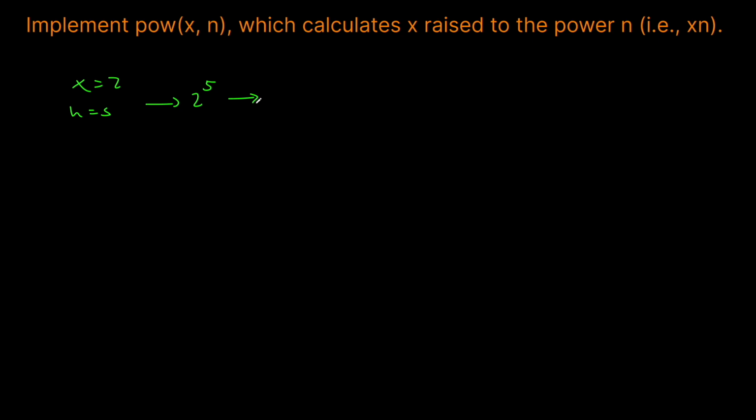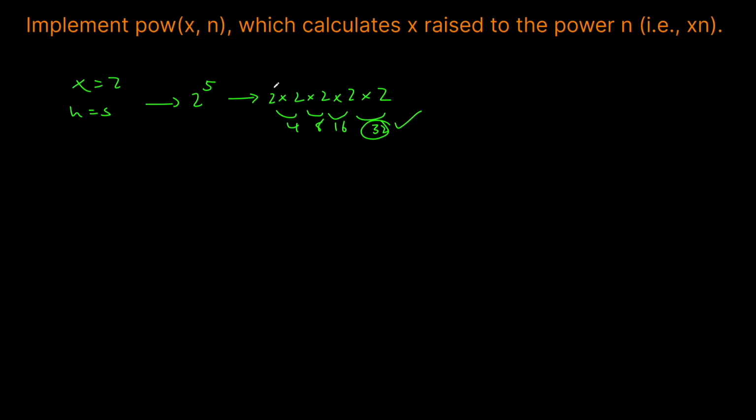So how can we do this? Well, remember that 2 to the 5th is just 2 times itself 5 times. So this would be 2 times 2 times 2 times 2 times 2. So this is 4, this becomes 8, this becomes 16, and this becomes 32, which is our final answer.